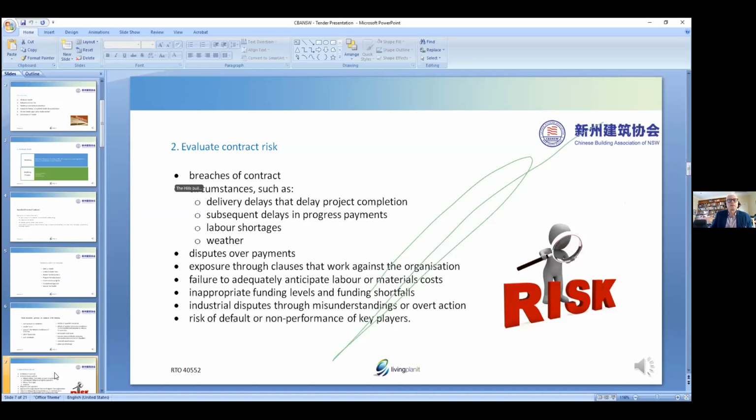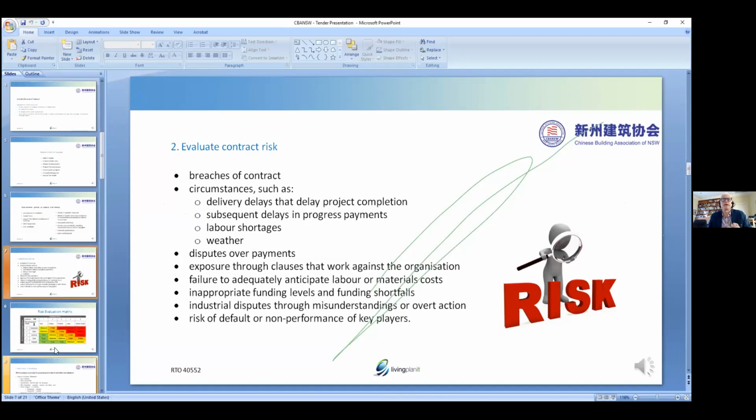Disputes over payments could be an issue. Often it happens. It may happen between the client and the contractor, or between the contractor and the subcontractors. So we need to be aware of all these things in the contract. I won't go through all the rest, but if there is no understanding of each and every item in the contract, we can leave ourselves open to having issues later on. So looking at the risk involved with a contract is very, very important.